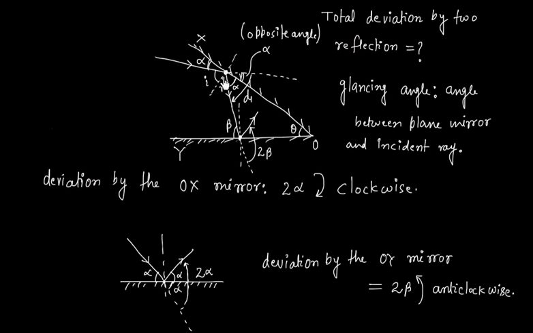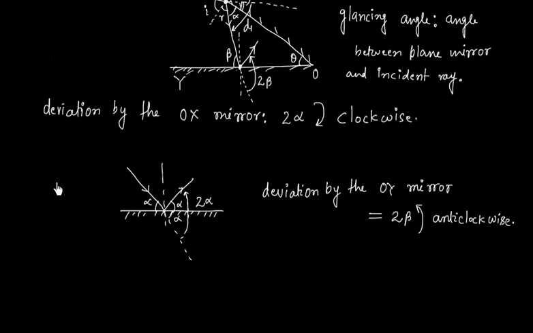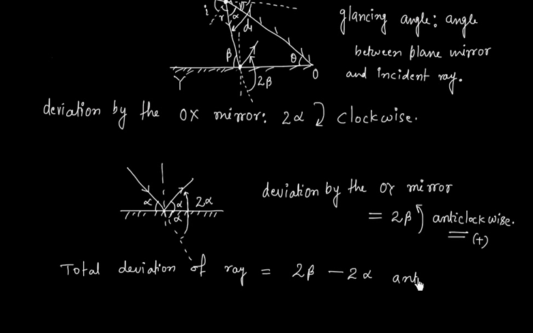So we can basically add these deviations to get the total deviation of this ray. So we can write the total deviation. We are taking the anti-clockwise direction as positive, then clockwise will be negative, so 2 beta minus 2 alpha, and this is in the anti-clockwise direction, that is we will have this direction.